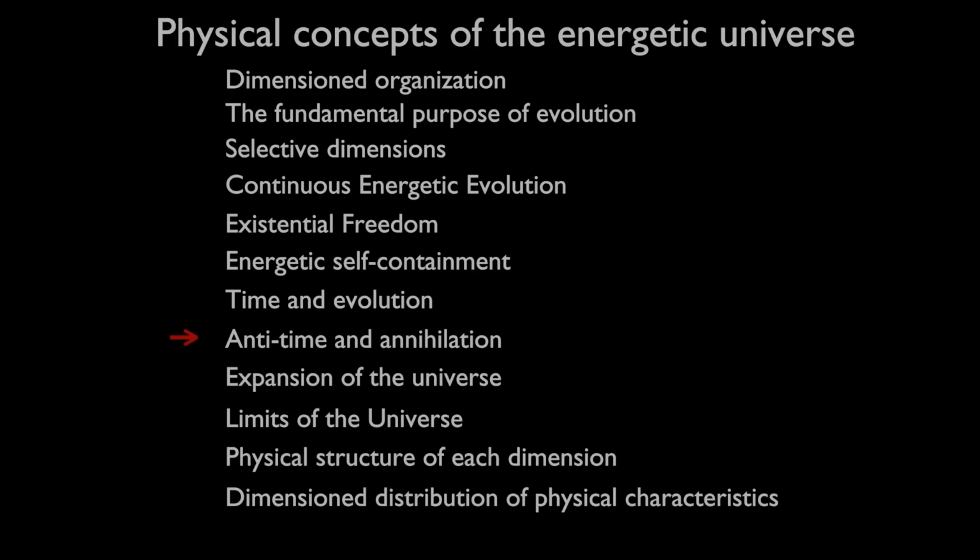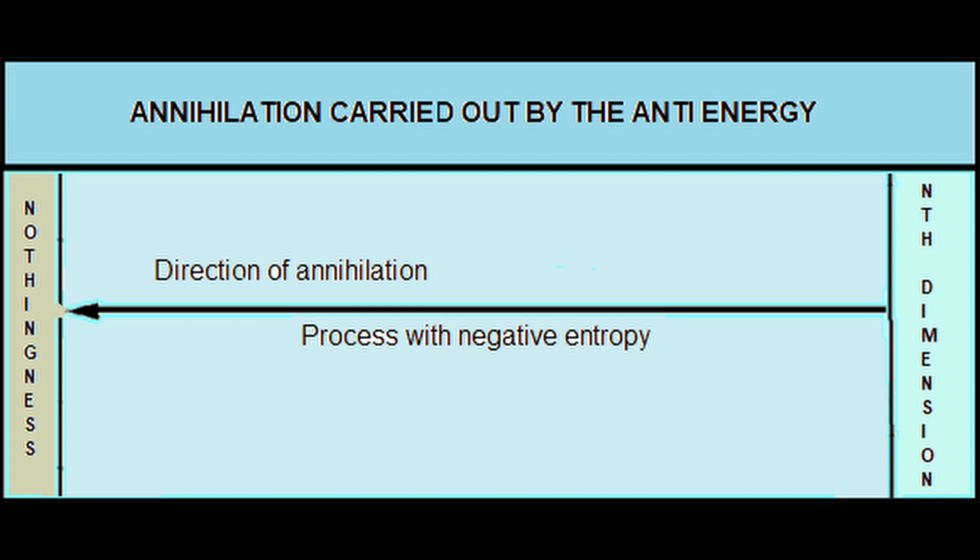Anti-time and annihilation. The nature of anti-energy is anti-existential. This tends to unite with energy in order to restore nothingness. This is called annihilation for this theory, which takes place in an anti-time and is a process with negative entropy.